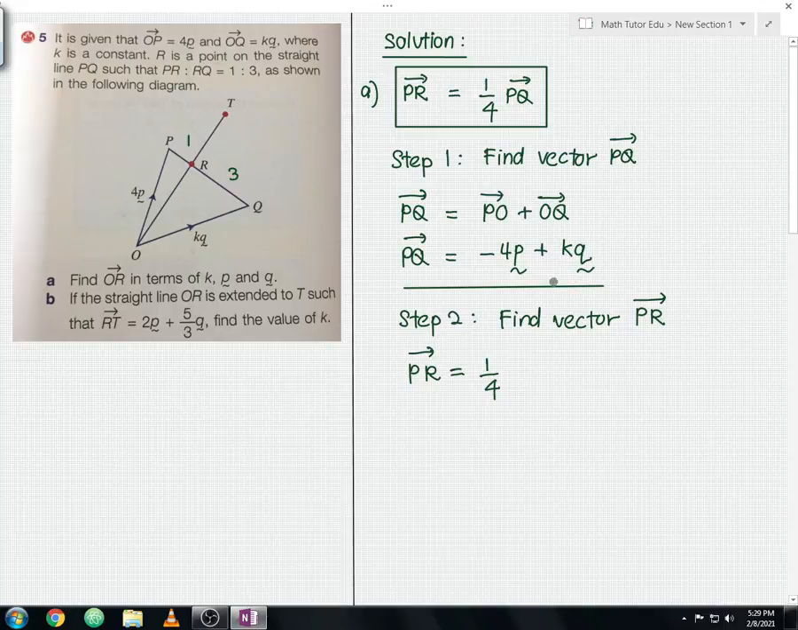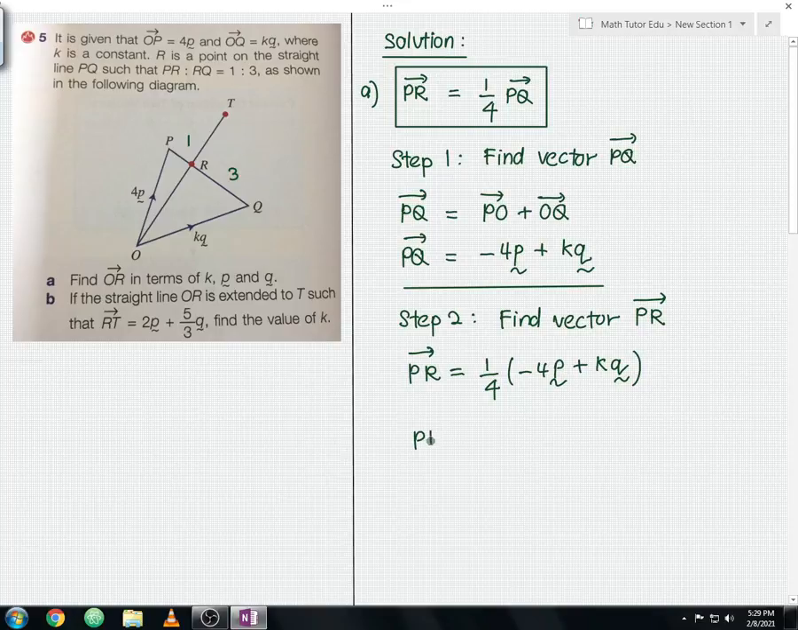Vector PQ we have already found in step 1, so you can just substitute the value over here. In this case it is negative 4p plus kq, and you multiply by 1 over 4. So from here you should get your vector PR equal to negative p plus k over 4 q. Okay, so this will be your step 2. Let me underline the vector PR.